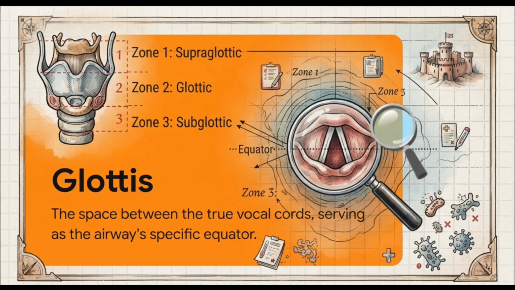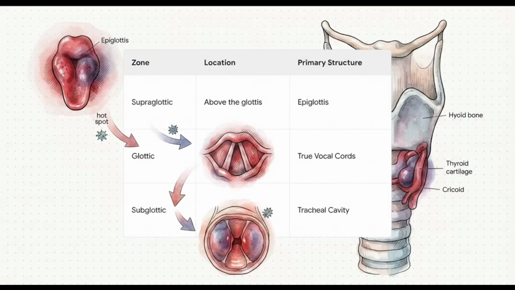That's the glottis. It's defined simply as the space between your true vocal cords. I want you to think of the glottis as the airway's equator. It's our central dividing line. Literally everything we talk about today, every infection, every symptom, every level of severity, is measured relative to this specific space. Let's quickly break down these zones. First up, we have this supraglottic zone. That's above the glottis, where the epiglottis lives. Then we have the glottic zone itself, home to those true vocal cords. And finally, the subglottic zone, which sits just below the glottis and leads right down into the tracheal cavity.